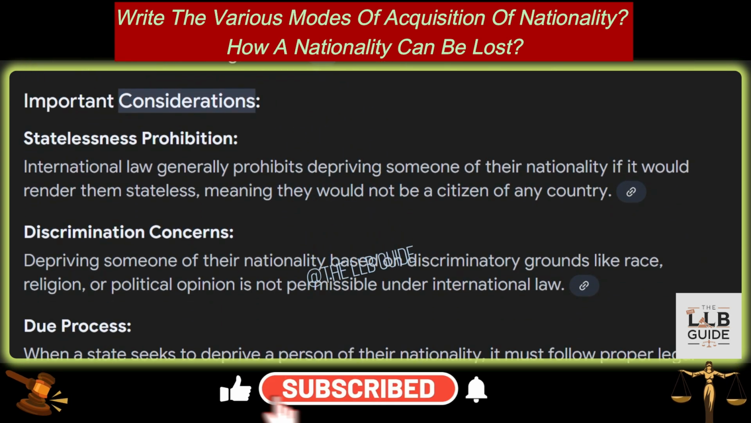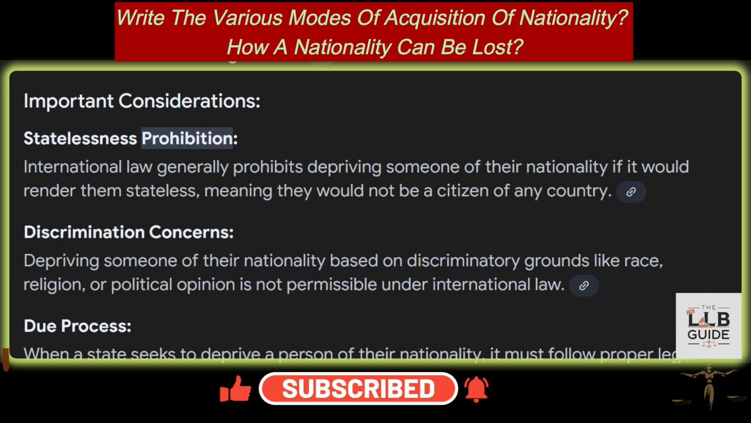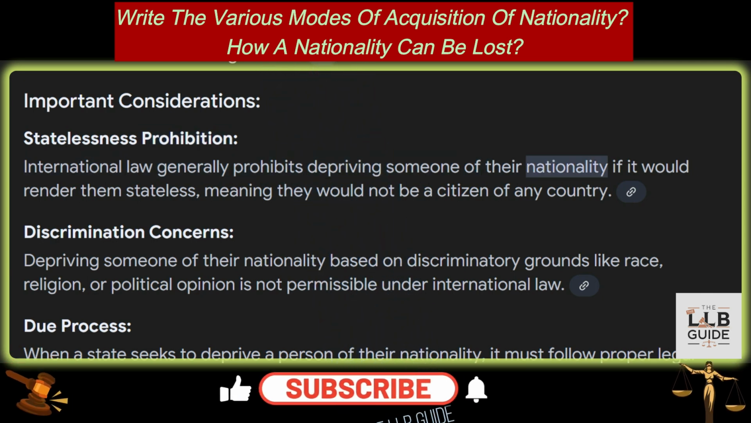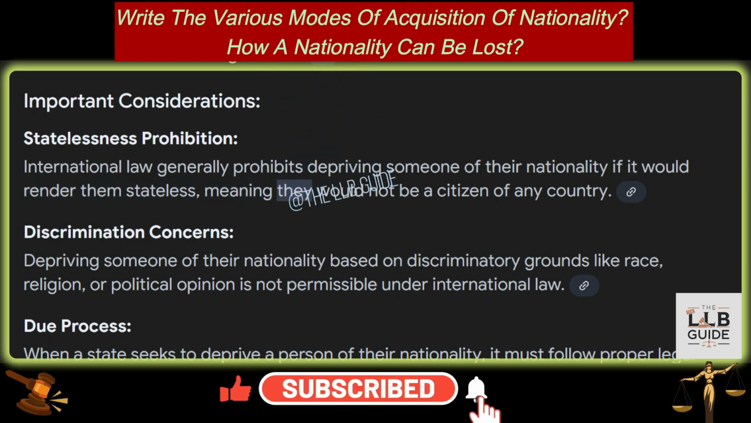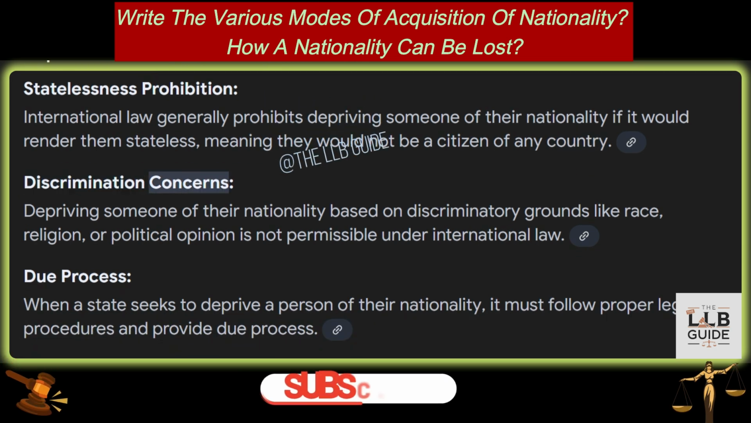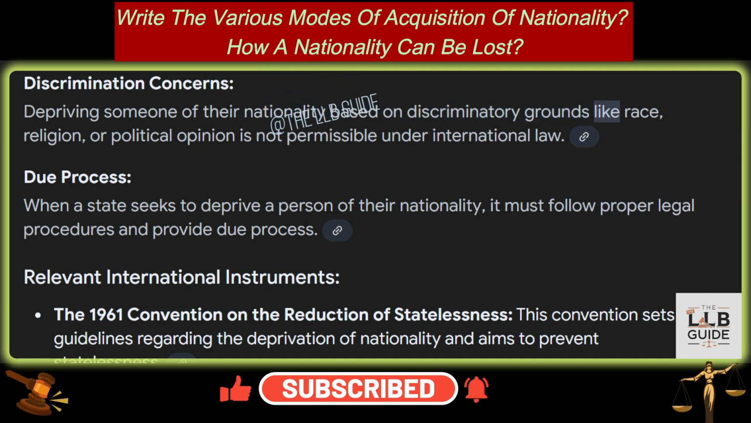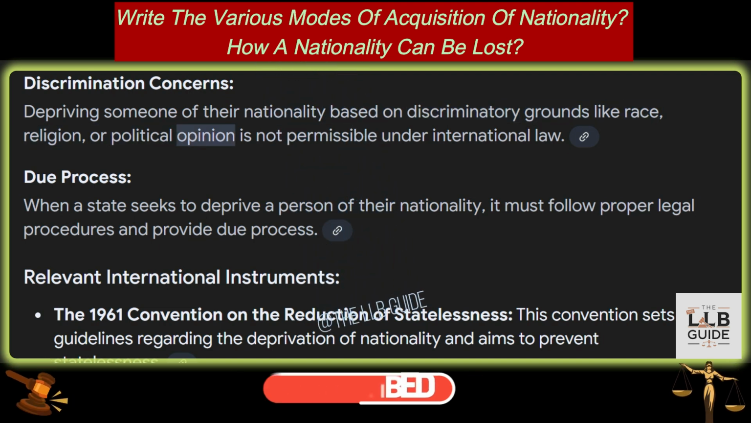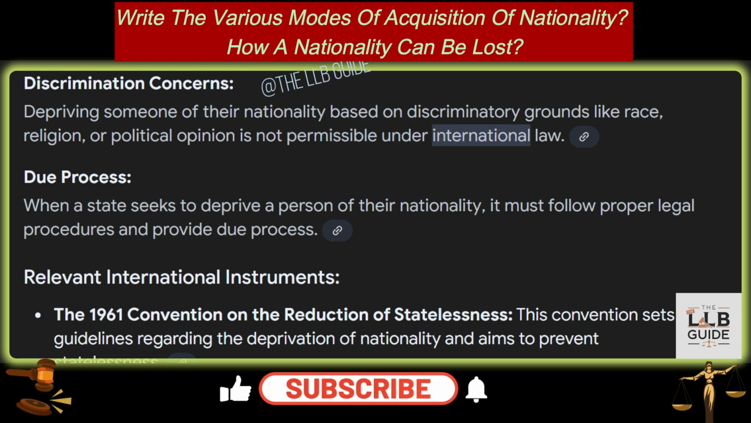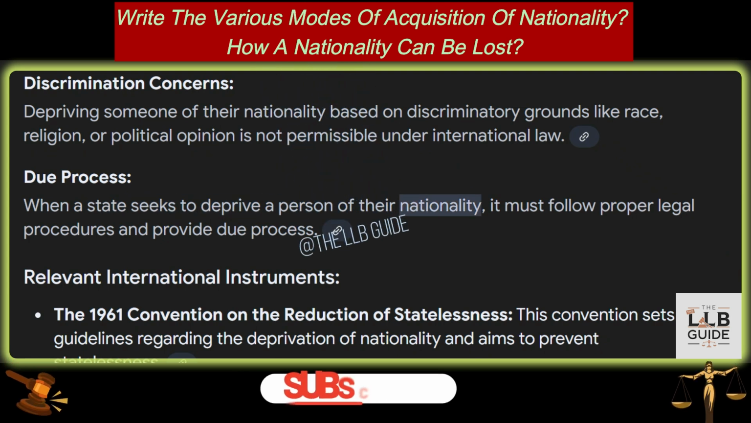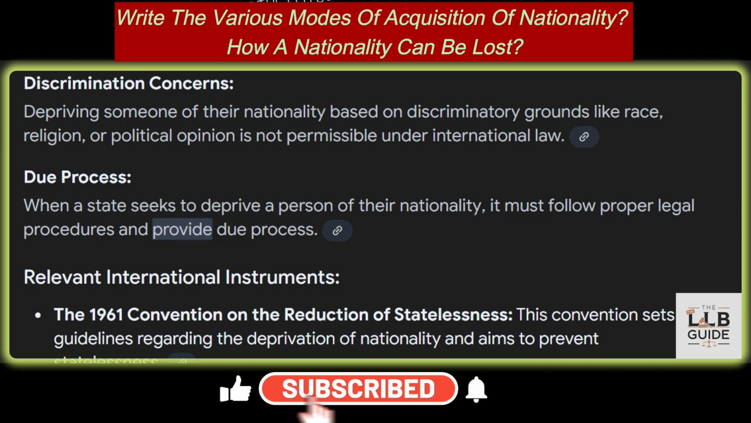Important considerations. 1. Statelessness prohibition. International law generally prohibits depriving someone of their nationality if it would render them stateless, meaning they would not be a citizen of any country. 2. Discrimination concerns. Depriving someone of their nationality based on discriminatory grounds like race, religion, or political opinion is not permissible under international law. And 3. Due process. When a state seeks to deprive a person of their nationality, it must follow proper legal procedures and provide due process.